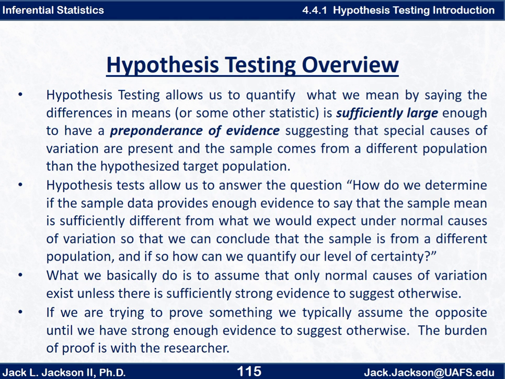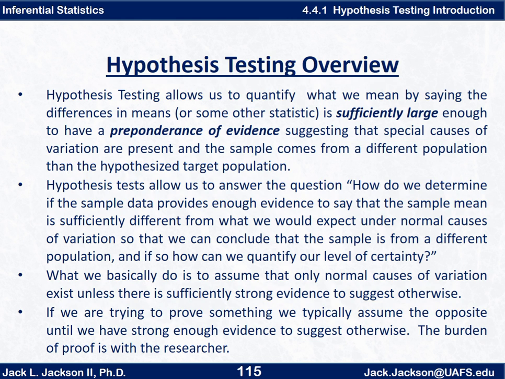So hypothesis testing allows us to quantify what we mean by saying the differences in means, or perhaps some other statistic, is sufficiently large enough to have a preponderance of evidence suggesting that special causes of variation are present, and the sample comes from a different population than the hypothesized target population. So hypothesis testing allows us to put numbers to what we mean by sufficiently large and preponderance of evidence. It's going to quantify what we mean by those terms.